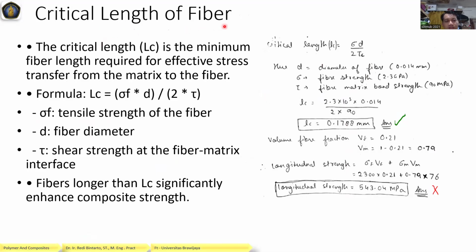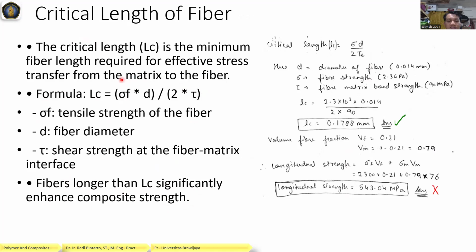For the critical length of fiber, we can calculate it. The minimum fiber length required for effective stress transfer from the matrix to the fiber has the formula Lc equals σf times d over 2 times τ, where σf is the tensile strength of the fiber, d is the fiber diameter, and τ is the shear strength. Fiber longer than Lc significantly enhances composite strength.